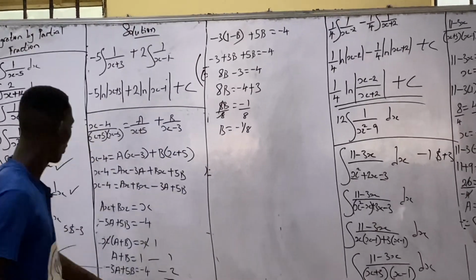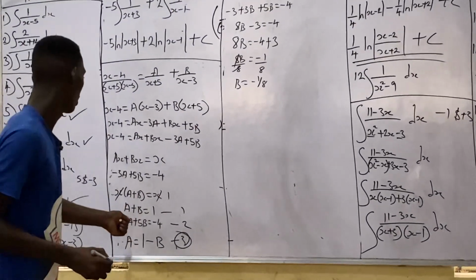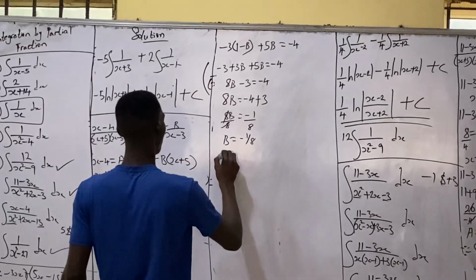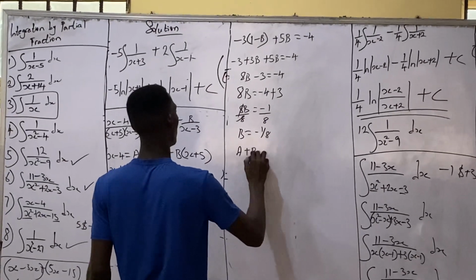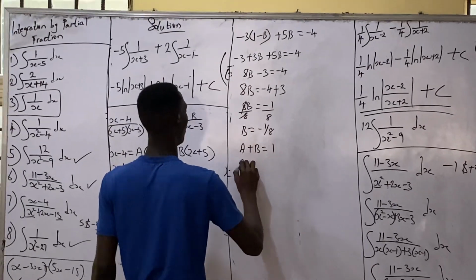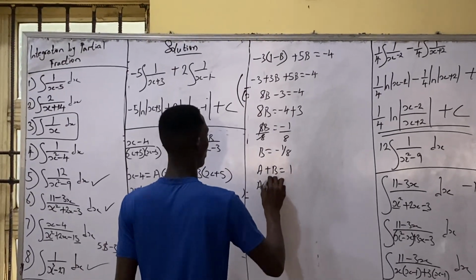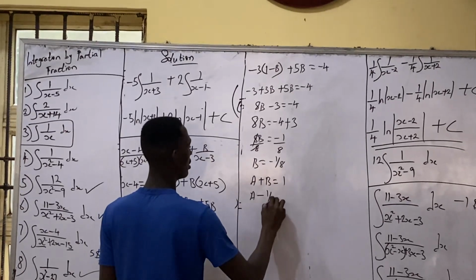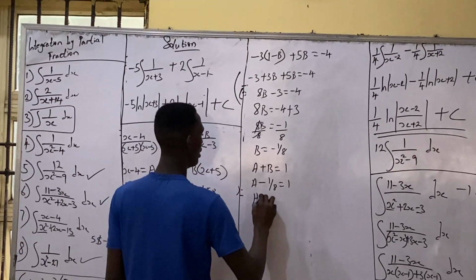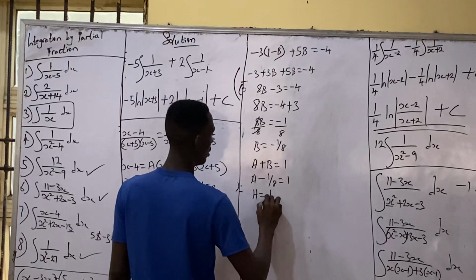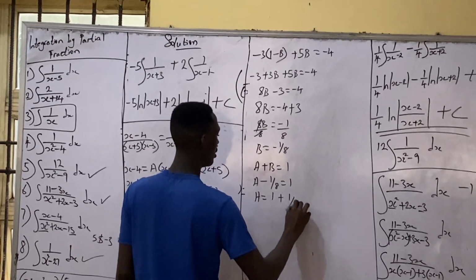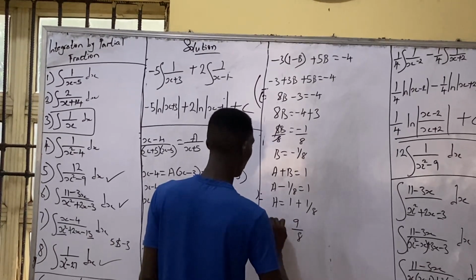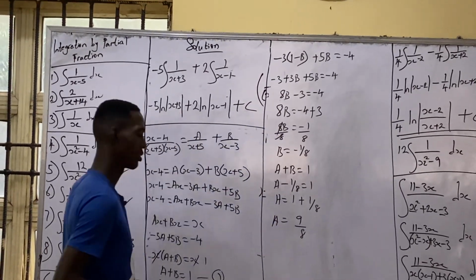Now, if our B is minus 1 over 8, then we can input it in our equation 1, which says A plus B equals 1. So this is A plus, this becomes minus, because plus times minus is minus, 1 over 8 equals 1. Our A is equal to 1 plus 1 over 8. And that will give us 9 over 8. Our A is equal to 9 over 8.